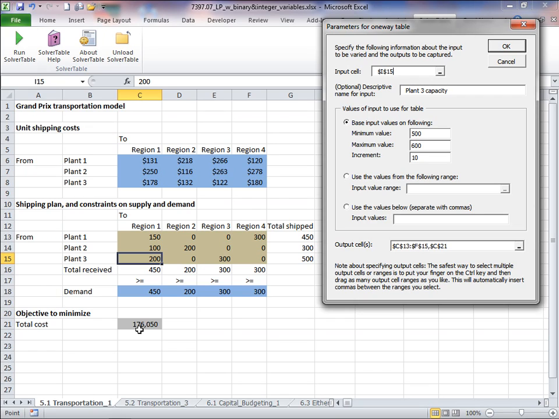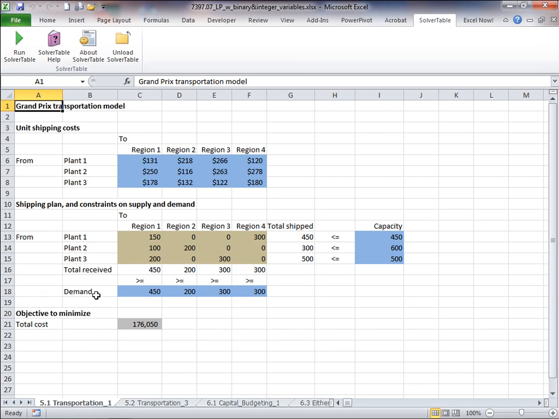Well, it turns out that when solver table ran, the only numbers that changed were this number and this number. For every additional 10 units of capacity that I increased, plant 3 went from 200 to 210 to 220 to 230, and plant 2 went from 100 to 90 to 80 to 70. Everything else stayed the same.